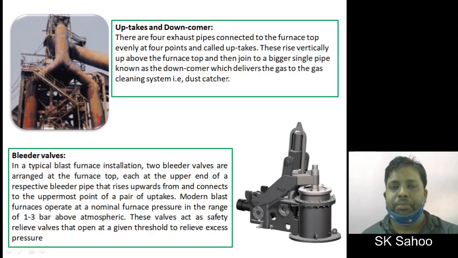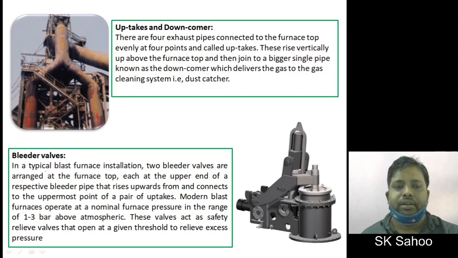These are connected below the big bell of the blast furnace. These rise vertically up above the furnace top and then join to a bigger single pipe, which goes down to the dust catcher to deliver the gas for cleaning. This down-coming pipe is called the downcomer.